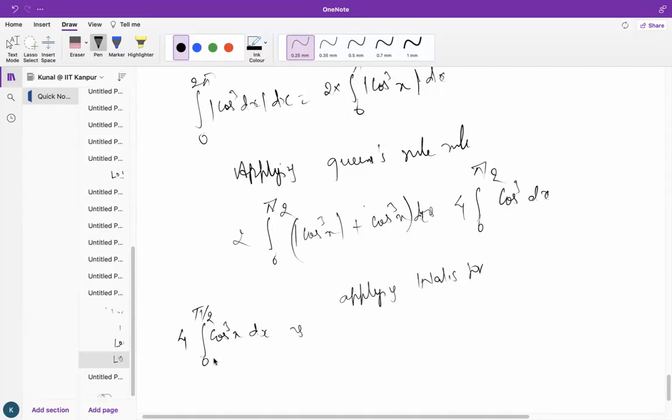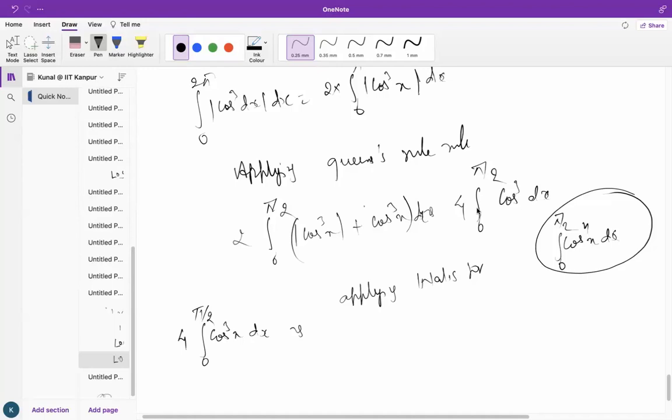Wallis formula, because we are integrating an integral of the form cos to the power nx dx, and we are also integrating from 0 to pi by 2. So this integration is favorable to apply Wallis here. I hope you all understand what I'm trying to say. This integration favors applying the Wallis theorem.